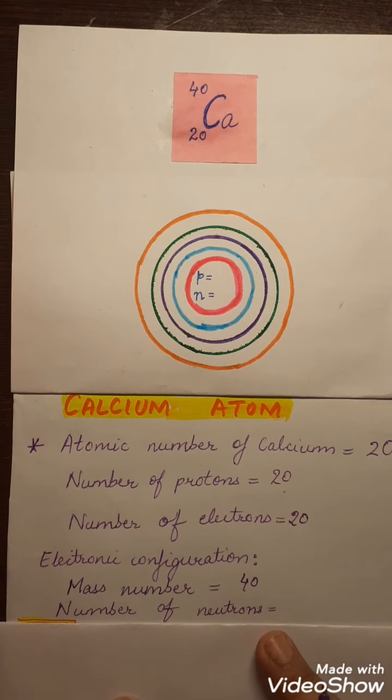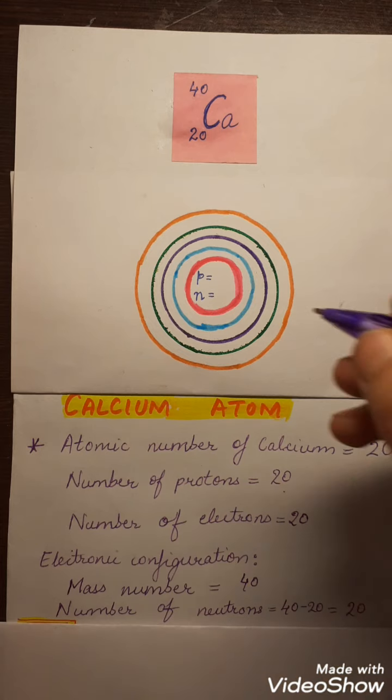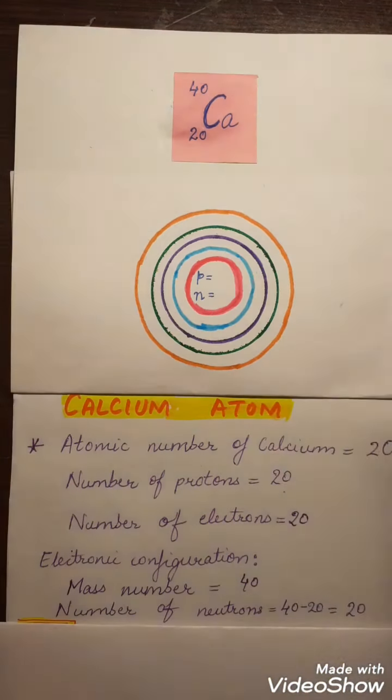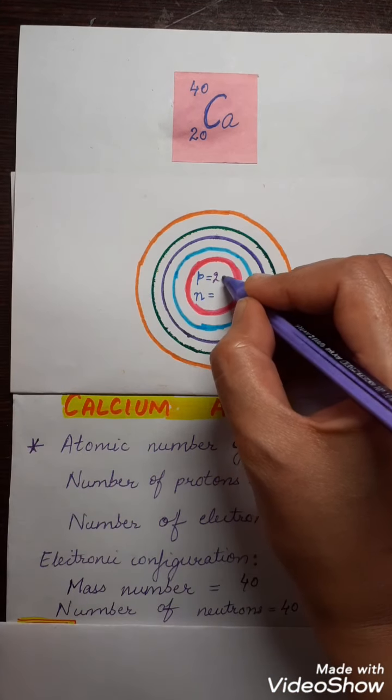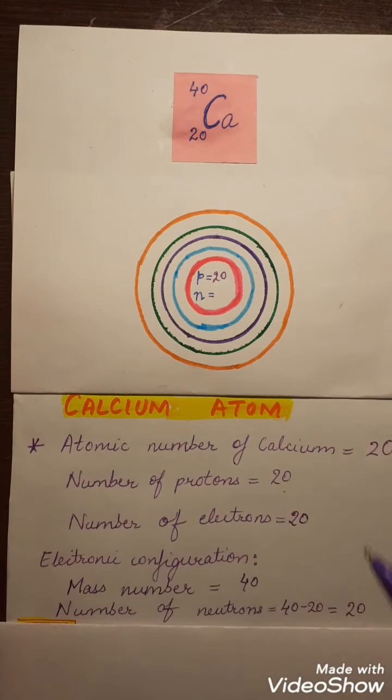Number of neutrons: the number of neutrons will be the mass number minus the atomic number. So 40 minus 20, that is 20 neutrons. Now we will write in the nucleus: protons 20, neutrons how many? 20.